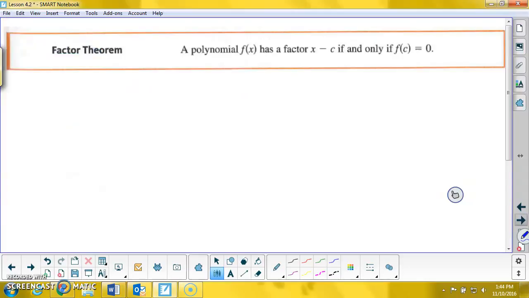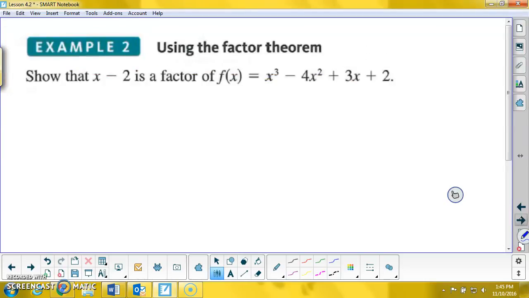We also have a theorem called the factor theorem. It says a polynomial f of x has a factor of x minus c if and only if f of c equals 0. So this says show that x minus 2 is a factor of this third degree polynomial. Well, if x minus 2 is a factor, we should be able to put 2 into this function and we should get 0.